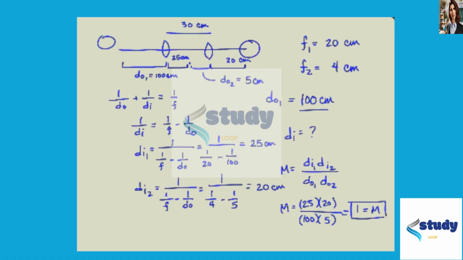Since this value is positive, this image is upright, which makes sense because the first time it would have flipped the image inversely, and then the second lens flips it one more time. So this is an upright image, and because the second value is positive, because we have DI2 to be a positive value, we do have a real image, which means this can be projected onto a screen.